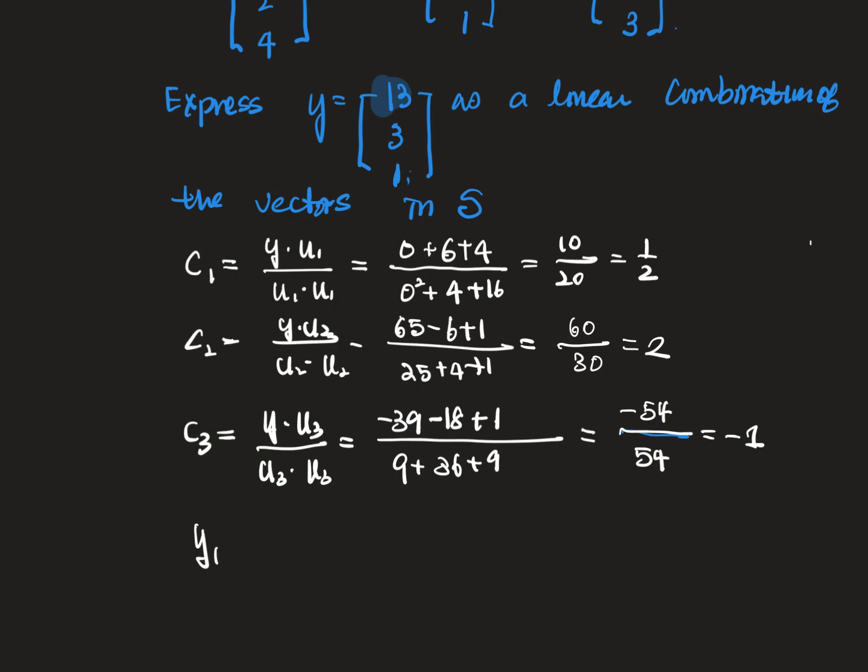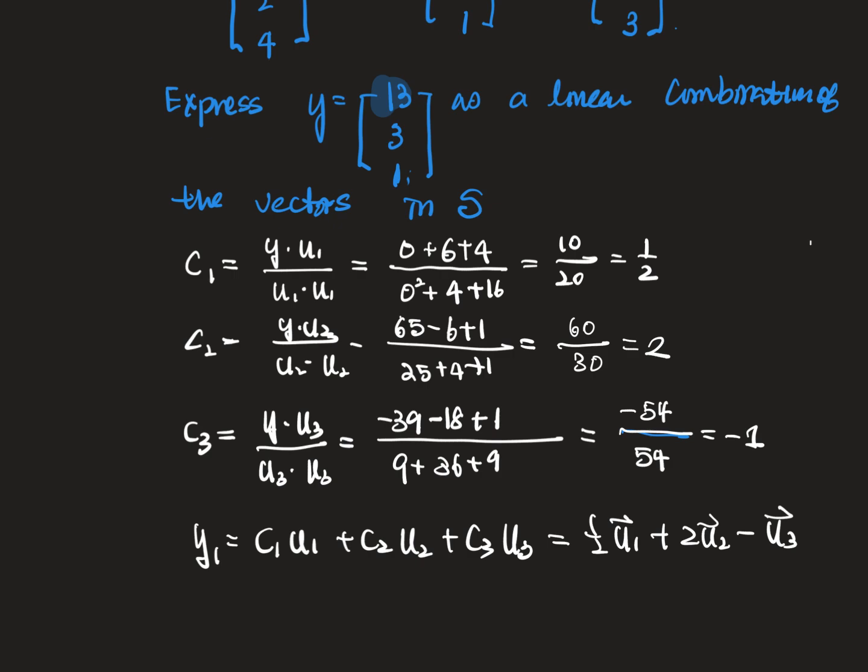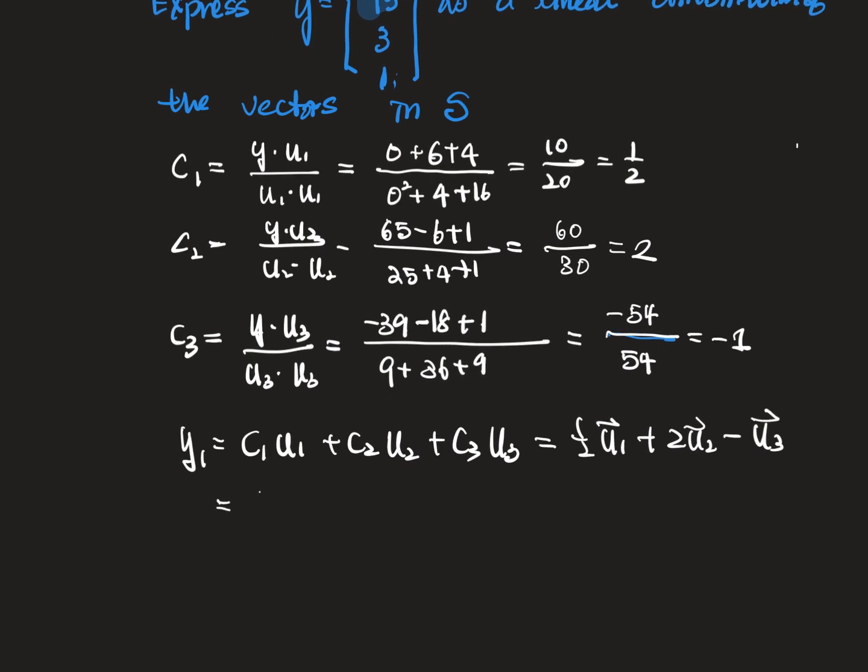So y equals C1 u1 plus C2 u2 plus C3 u3. That's the linear combination of u1, u2, u3. C1 is 1.5 times the u1 vector, plus 2 times the u2 vector, minus the u3 vector. You can also write this in vector form: 1.5 times u1 vector, which is (0, 2, 4), plus 2 times the u2 vector, which is (5, -2, 1), and the last one, the u3 vector, is (-3, 6, 3).